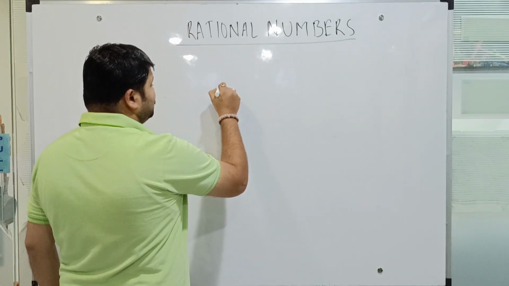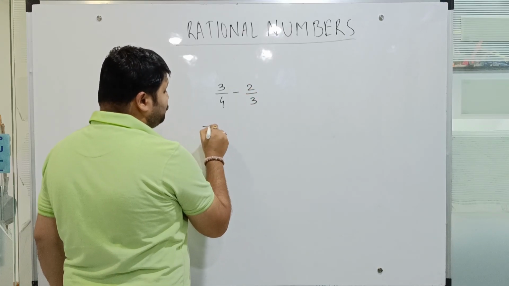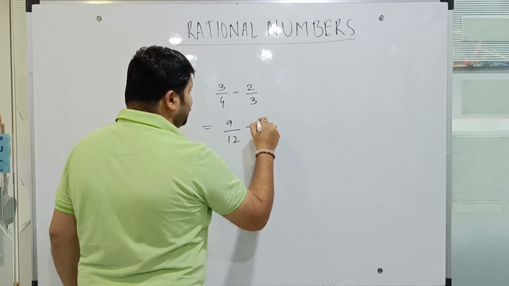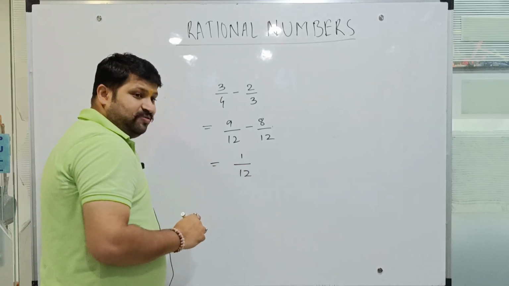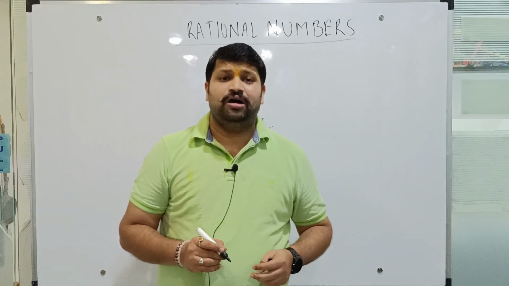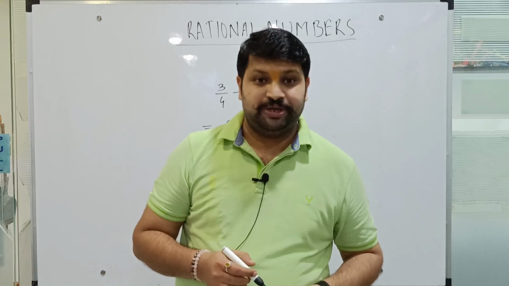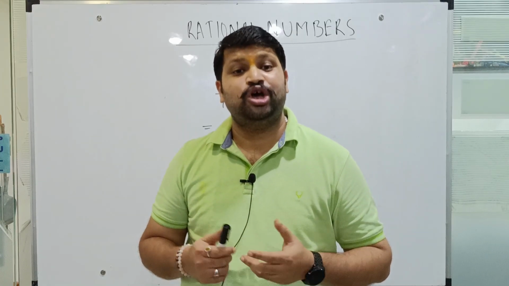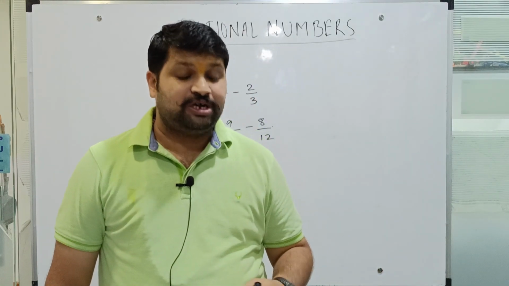So if I have say 3 upon 4 minus 2 upon 3, then the answer would be 9 upon 12 minus 8 upon 12, giving the answer as 1 upon 12, which also is a rational number. So we say that subtraction of rational numbers follows the closure property, or subtraction of rational numbers is closed.